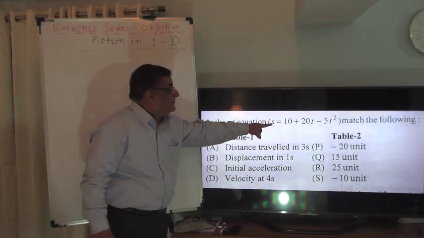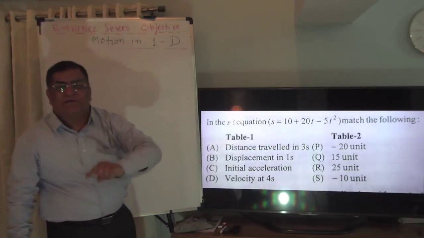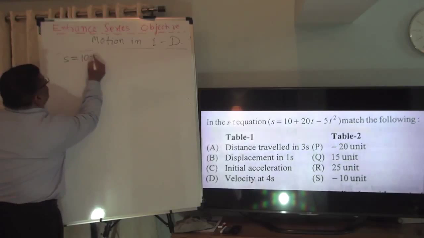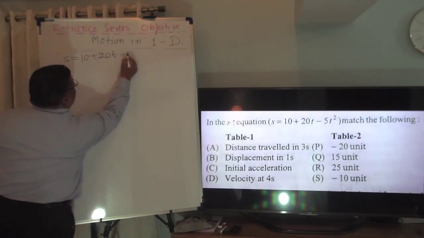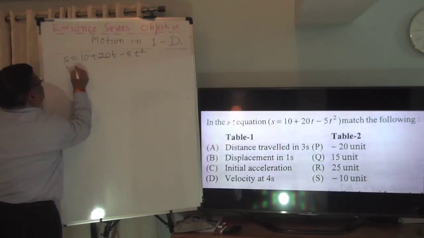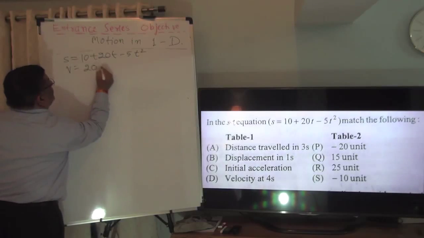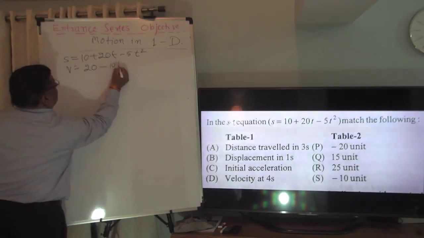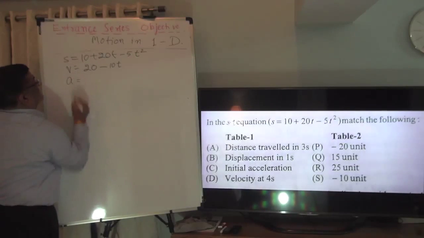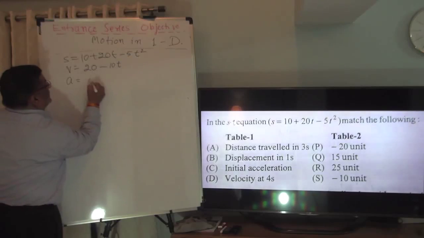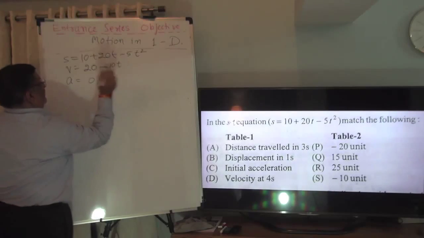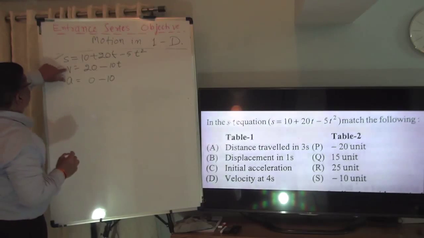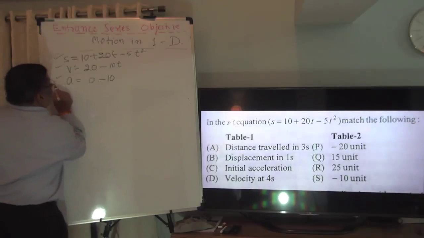So I differentiate this equation so that I get the equations of velocity and acceleration. I start. S is equal to 10 plus 20t minus 5t square. Velocity is equal to 20 minus 5 2s are 10, 10t, and then acceleration is equal to, again differentiate this, 0 minus 10. So I got the equations of position, velocity as well as acceleration done.